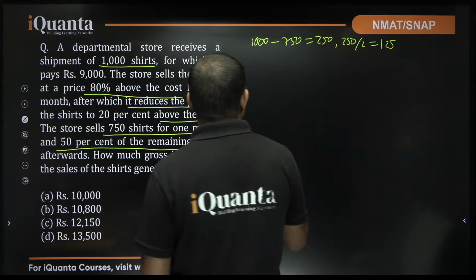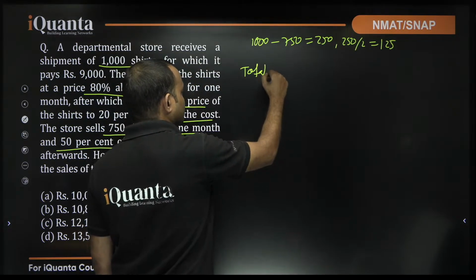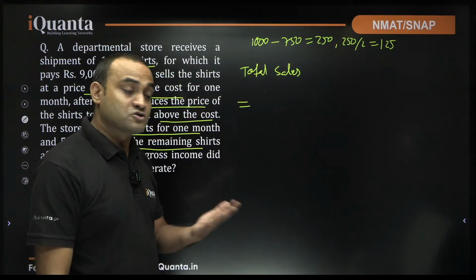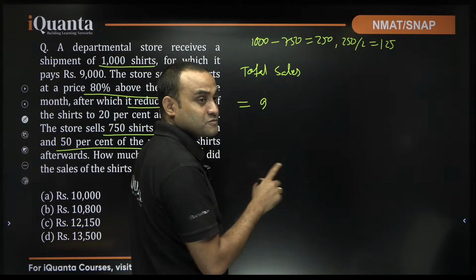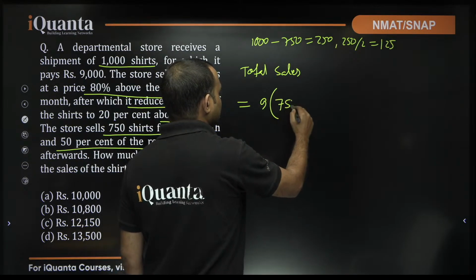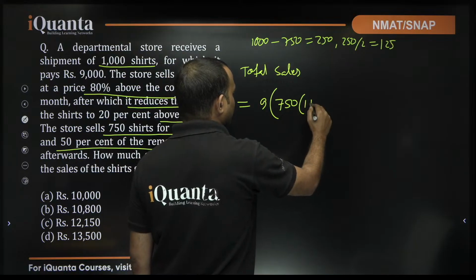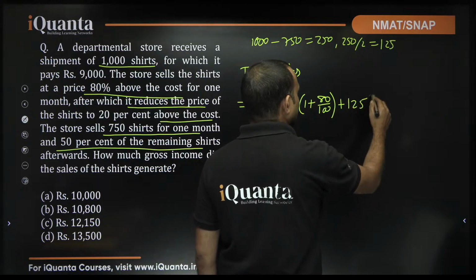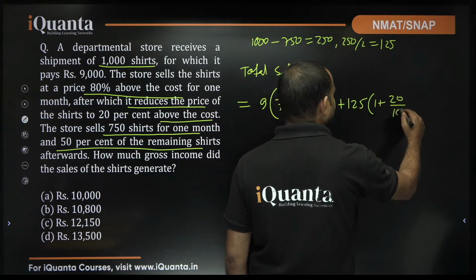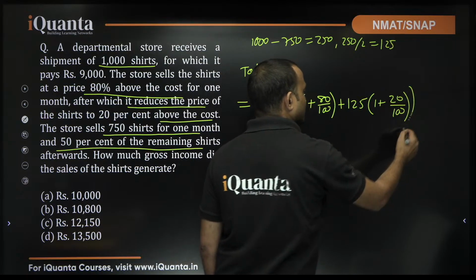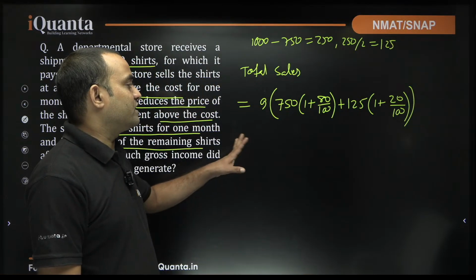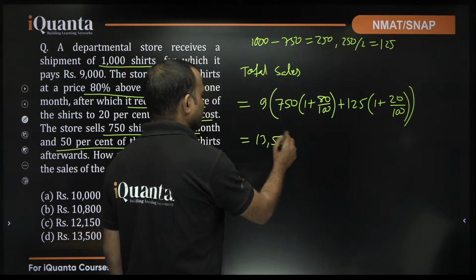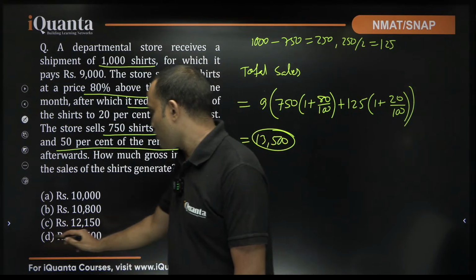So what we can say, total sales will be equal to, now the cost price of each of them is 9 rupees, right? Cost price of each of them is 9 rupees. Then it will be 750 into 1 plus 80 by 100, plus total 125 will be sold at 20% profit. This is what we need to calculate, right? Now, if you calculate that, you are getting 13,500, right, which is option D.